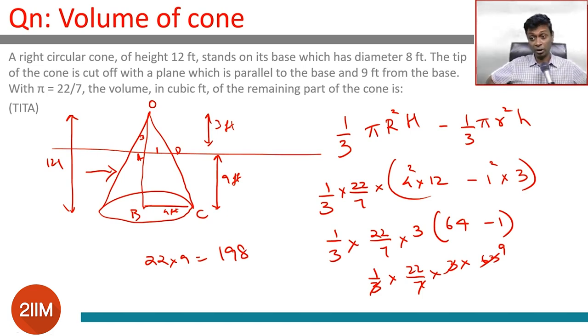1/3 pi r square height minus 1/3 pi r square height. Large cone minus small cone. That's the volume of the frustum, remaining part. Large cone has radius 4 and height 12. Small cone has radius 1 and height 3. So 4 square into 12 minus 1 square into 3. So this is 3 times 63, and then multiply that and get to the answer.